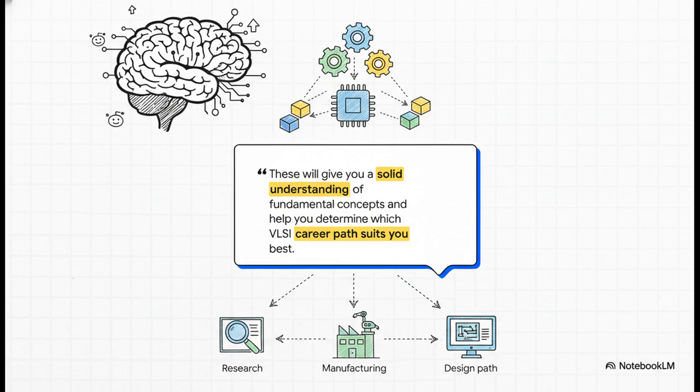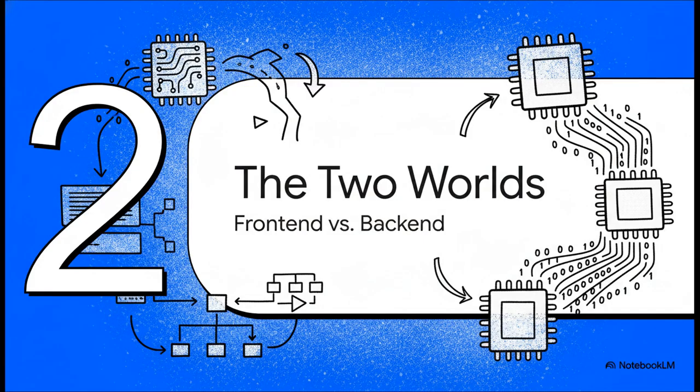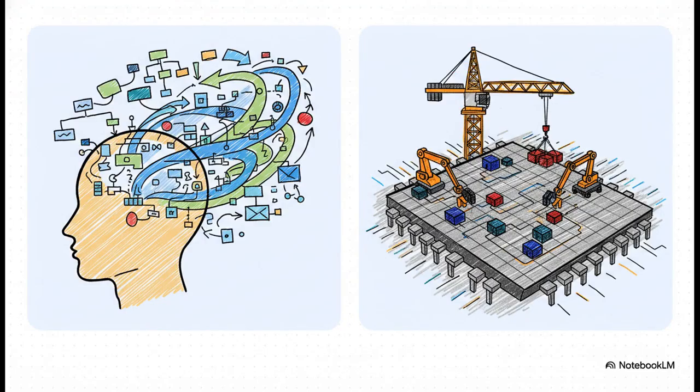Okay, so once you have that foundation, you're going to hit your first big fork in the road. And this is where you have to decide, are you a front-end engineer or a back-end engineer? Let's break down what that actually means. So this is the classic architect versus builder split. You see, front-end is all about logic and functionality. It's about designing what the chip should do. Back-end, on the other hand, is all about the physical implementation, figuring out exactly how to build that design on a piece of silicon. One is pure abstract design, the other is all about concrete reality.